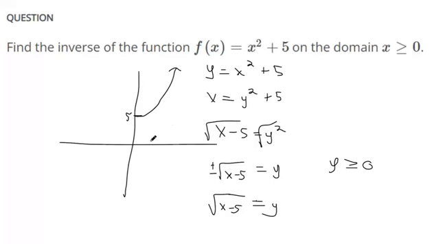And then if you were to graph this in Desmos, you should see something. It's an inverse, so it should be reflected about the y equals x line, something like that. But this is the correct option.